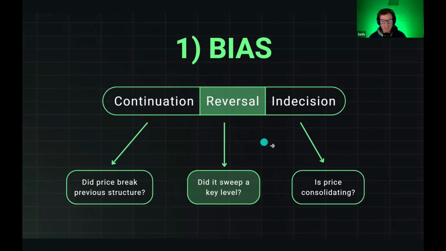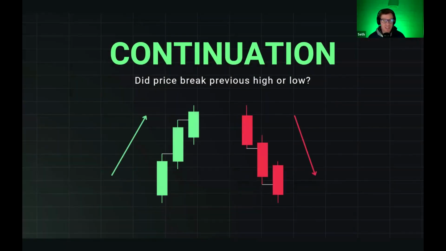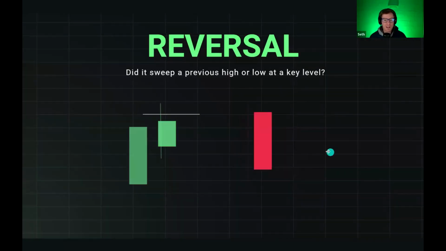Then it's in reversal. Is price consolidating? So if price has not swept a high or low or broken a high or low, it's in indecision, and that's showing you the market is consolidating. And then we want to obviously wait for more details. So continuations are when price is breaking a previous high or low. And if it's breaking the previous high, then basically it's continuing to the upside, and this is just showing momentum. If it's breaking the lows, continuation to the downside. So continuation is quite easy to figure out.